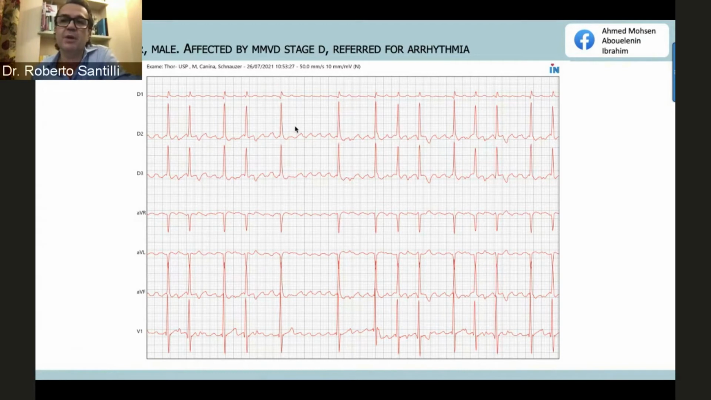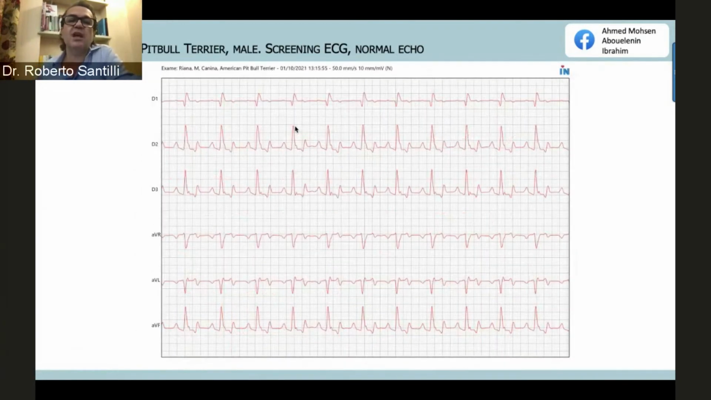Tracy, thank you. I'm happy you sent it to us. And from the same colleague, we have this other type of arrhythmia. Very, very interesting. This is a pit bull terrier. It's a screening ECG. So what do you see here?